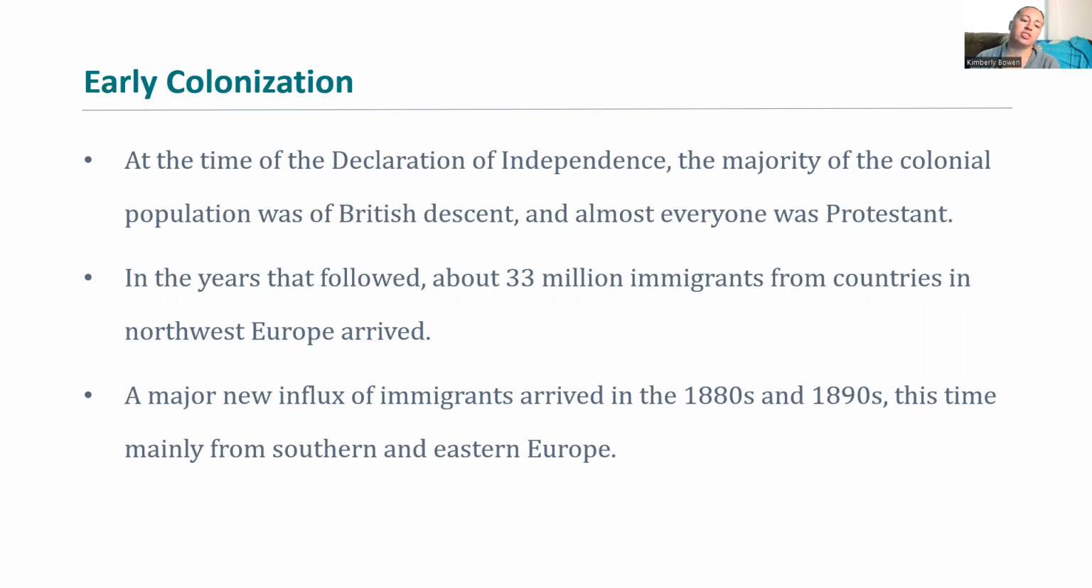So, early colonization. At the time of the Declaration of Independence, the majority of the colonial population was of British descent, and almost everyone was Protestant. In the years that followed, about 33 million immigrants from countries in Northwest Europe arrived. The major influx of immigrants arrived from the 1880s to 1890s. This time was mainly from Southern and Eastern Europe.